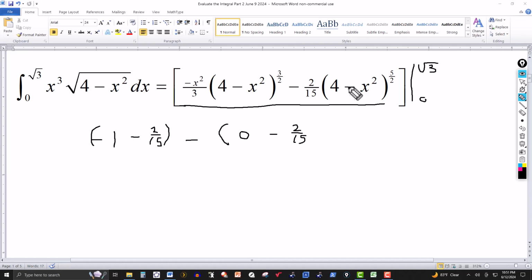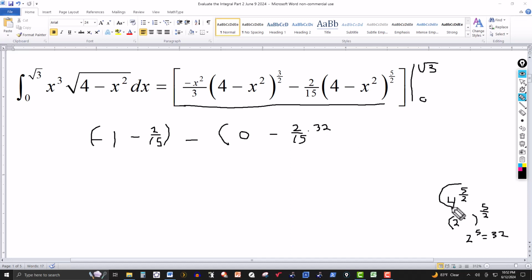0 squared is 0. 4 minus 0 is 4. And then it's 4 to the 5/2 power. So 4 to the 5/2 power. Several ways you can do this. You can do it this way. You can do 2 squared. That's 4. And then to the 5/2 power. And then power to a power here, we multiply exponents. The 2's cancel out. I get 2 to the 5th, which is 32. And that's times the negative 2 over 15. So it's just 32 here.